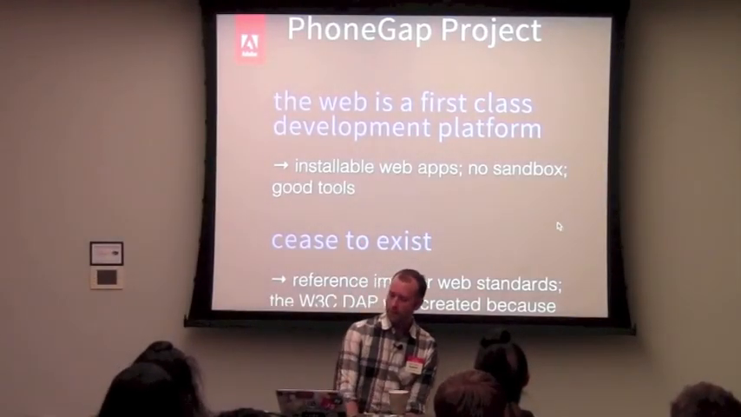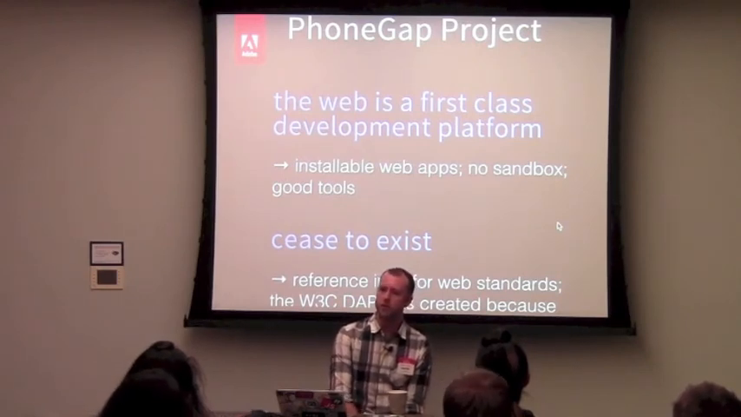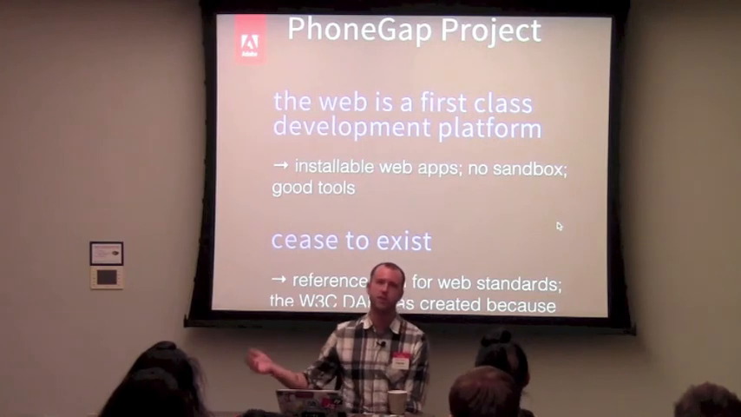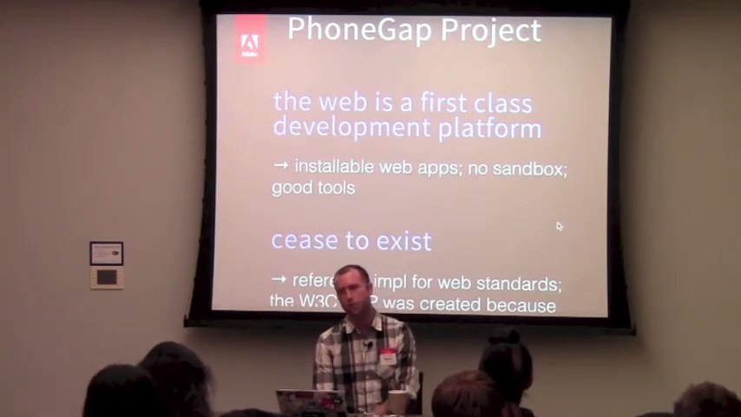Almost. So our first goal is the web as a first-class platform. We kind of find the web view as a second-class citizen. It doesn't get access to device APIs. It doesn't get all the good tools. It's sandboxed, all that stuff. So that's one problem we're trying to solve in PhoneGap.